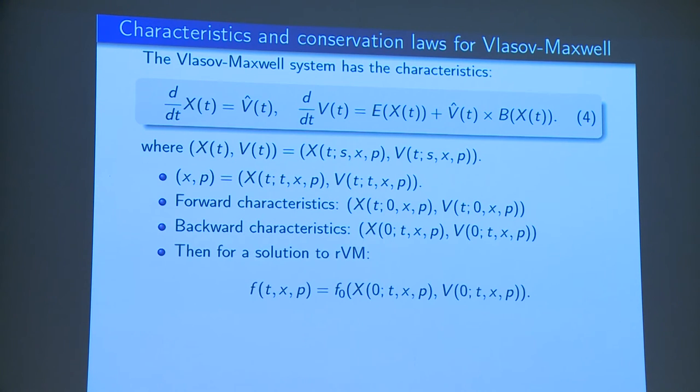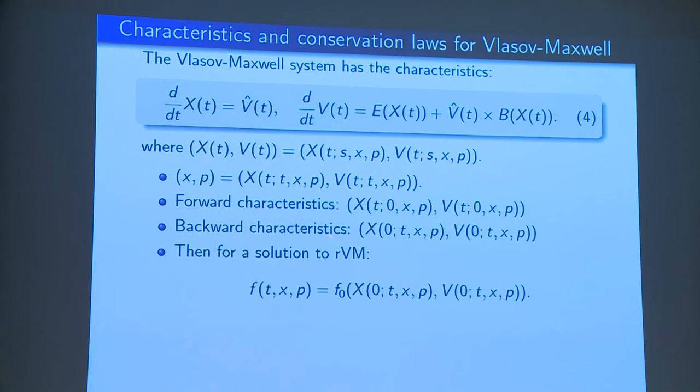Then with this notation of forward and backward characteristics for a solution to Vlasov-Maxwell, it turns out that you can express it as the initial data: f of t, x, p is the initial data evaluated at capital X and capital V. You also do things like this for 2D Euler in vorticity formulation and things like that. So you can simply express the solution as the initial data, but it's evaluated at the backward characteristics. All of the information about the dynamics is hiding here in the backward characteristics.